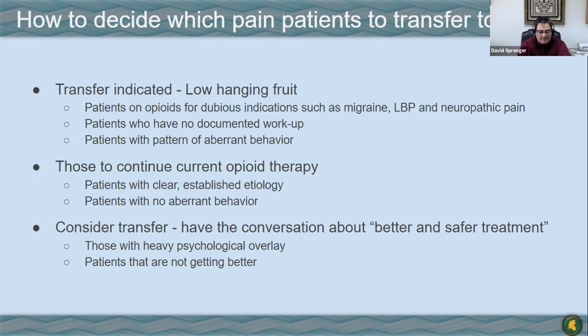And then folks who aren't getting better, you've had them on opioids for a long time, and they're not getting better. You probably want to have a conversation with them, and a lot of those folks may fall into the low-hanging fruit category, depending.